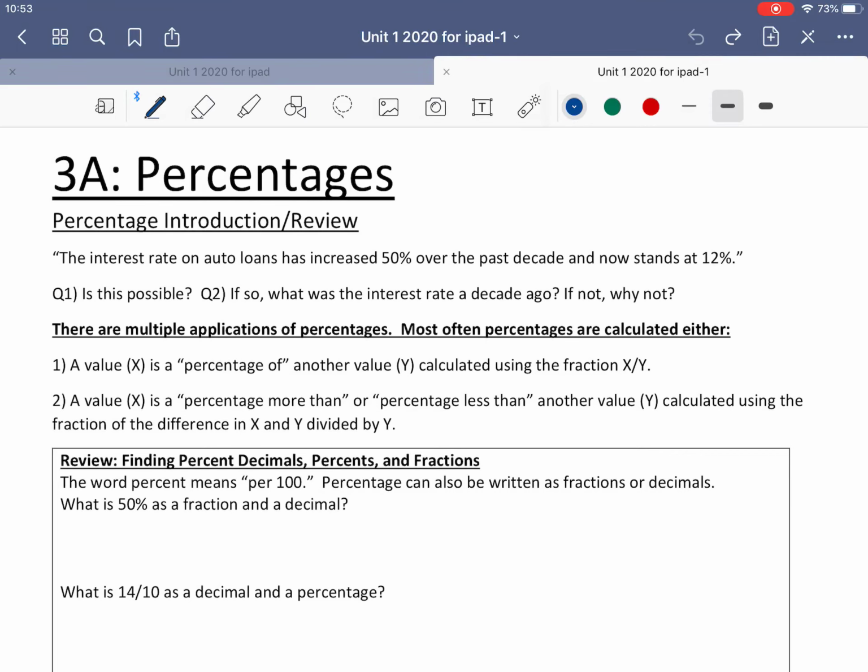Time for a new section. 3A is going to focus on percentages. It is going to assume you know some things about percentages, and some of you may need a little more practice than what's in this section.